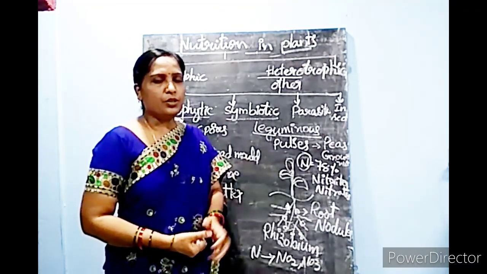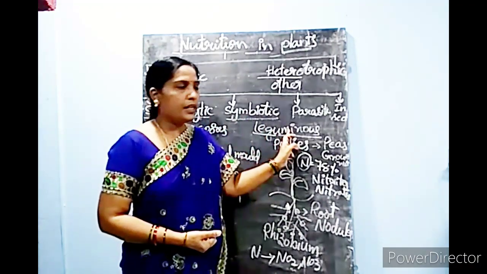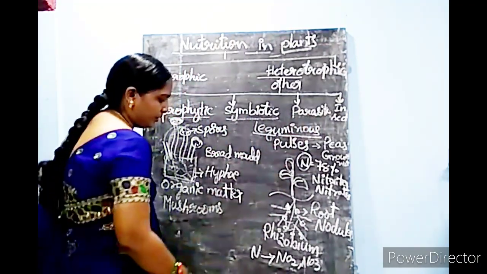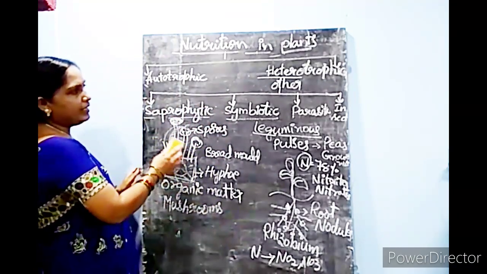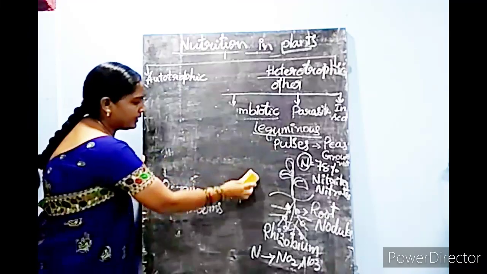Understood, children? So just now we discussed saprophytic and symbiotic nutrition, and now we will discuss parasitic and insectivorous nutrition.